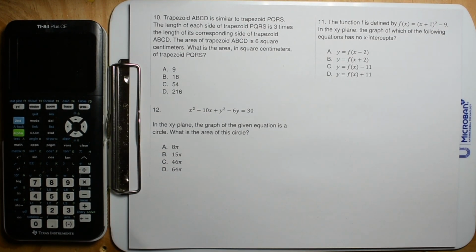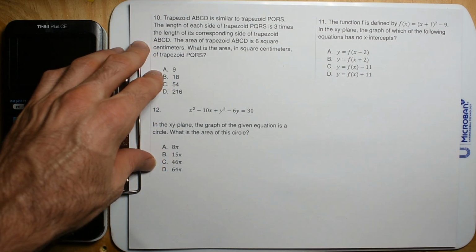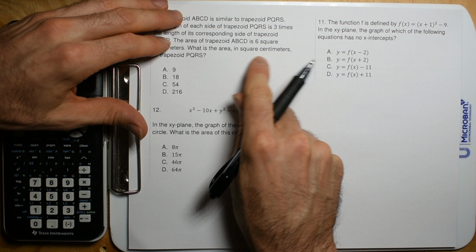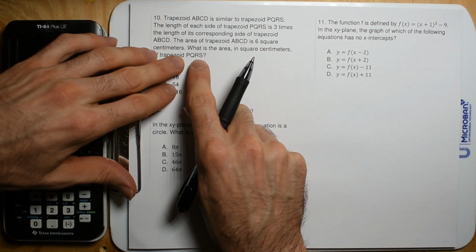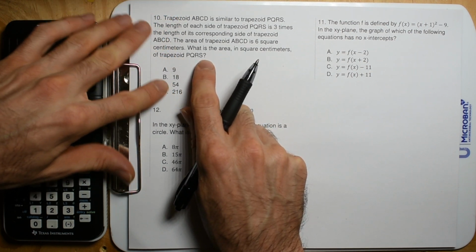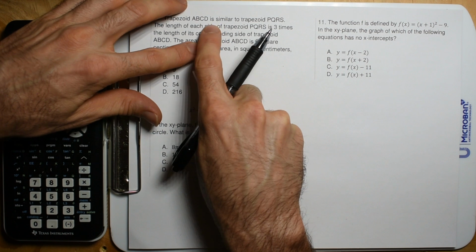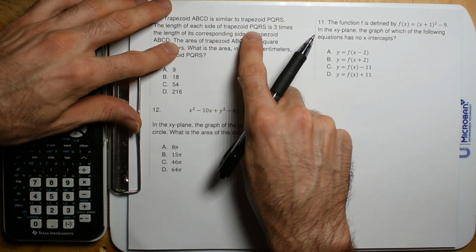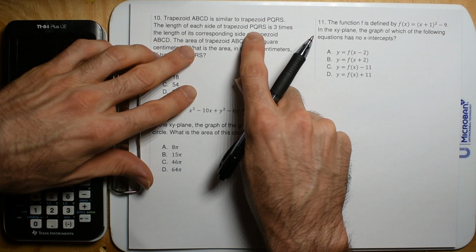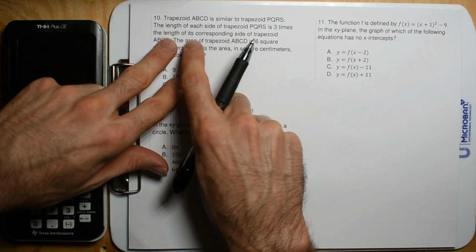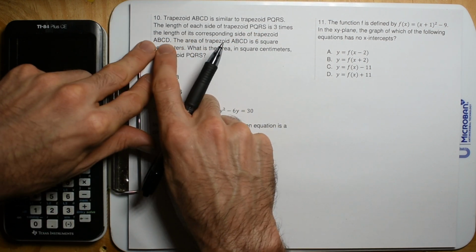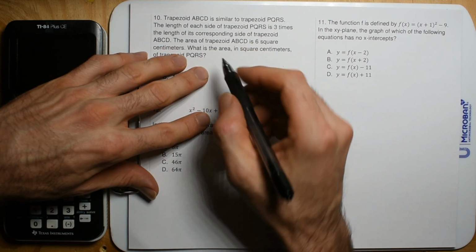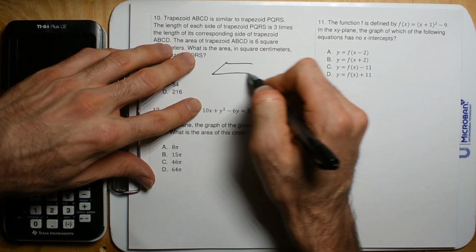Okay, so we have number 10. And again, let's just read that. What is the area in centimeters of the trapezoid? All right, sweet. So this is going to be a pain in the butt. This trapezoid is similar to that one. The length of each side of this one is going to be 3 times the length of that one. The area of this one is 6. And so, cool, we need to know about trapezoids.